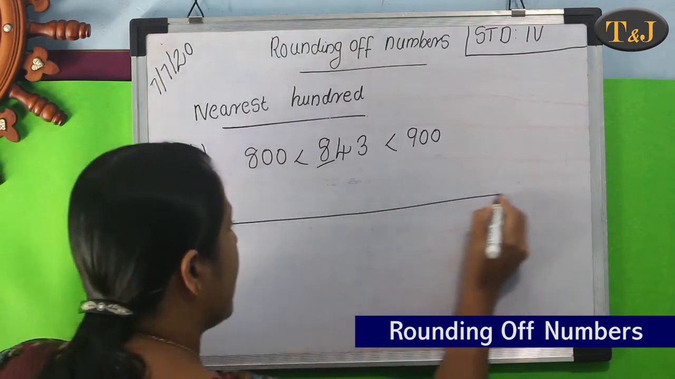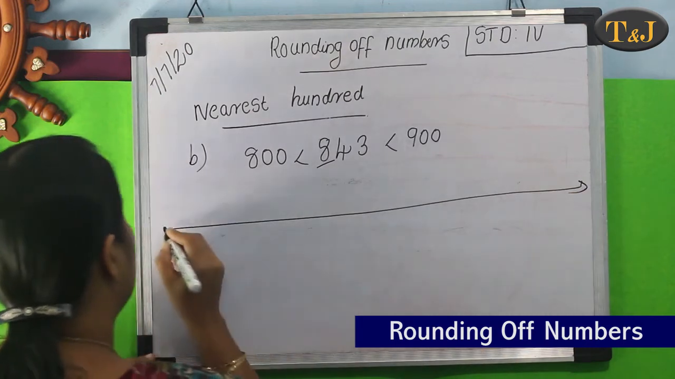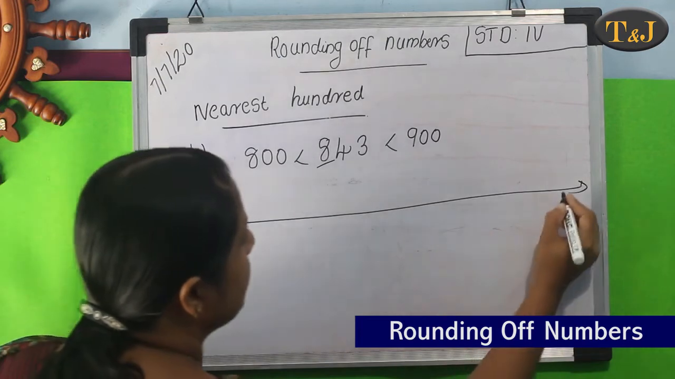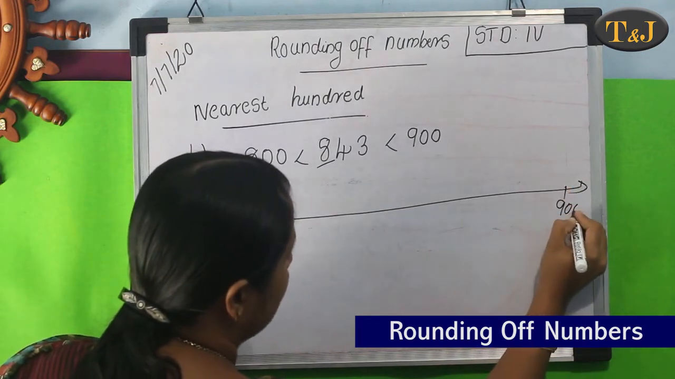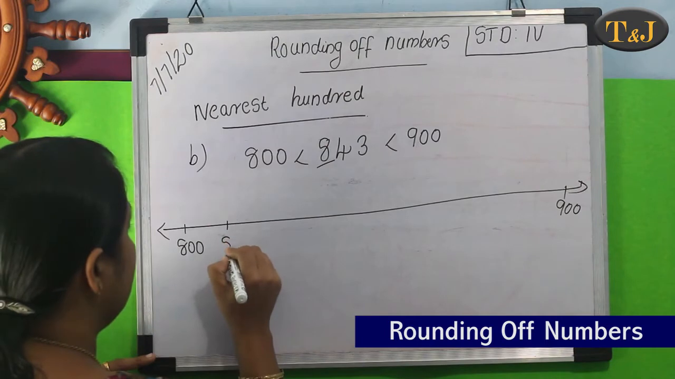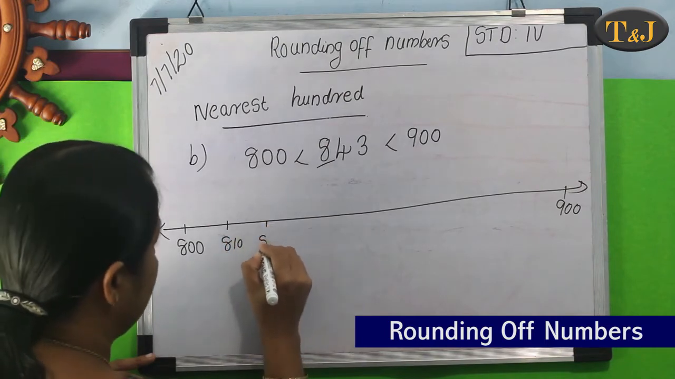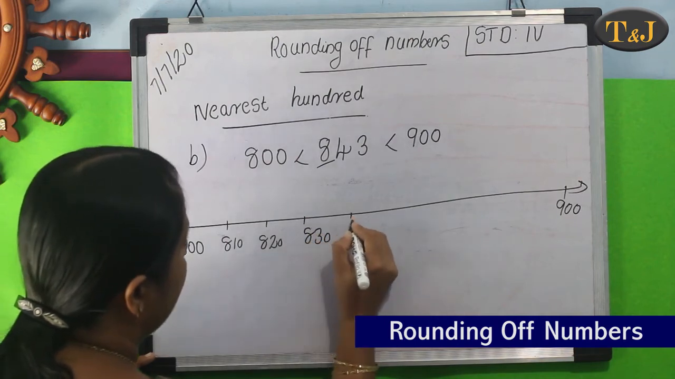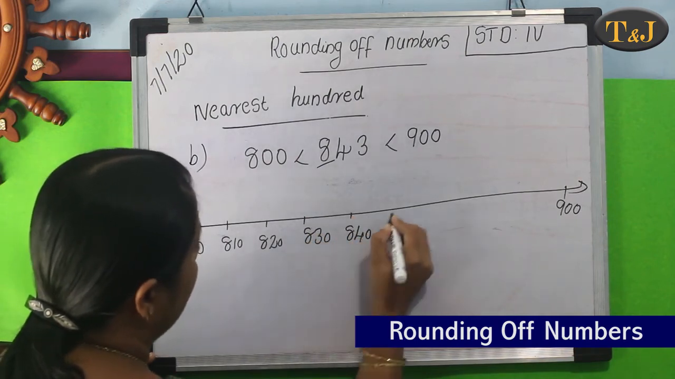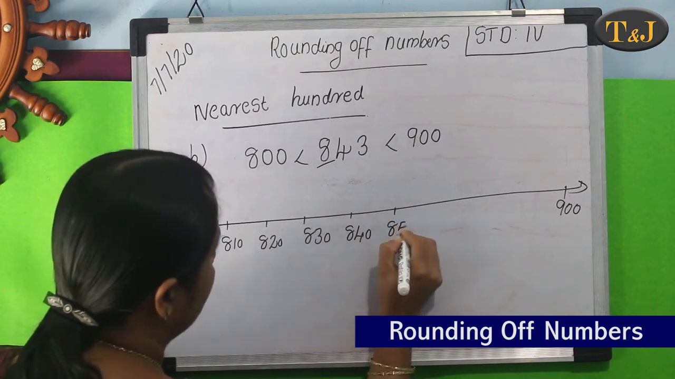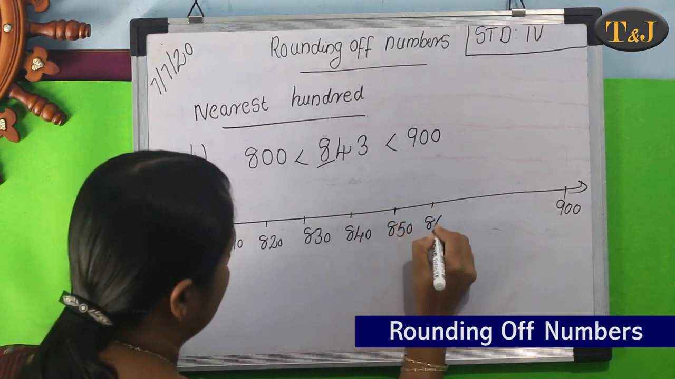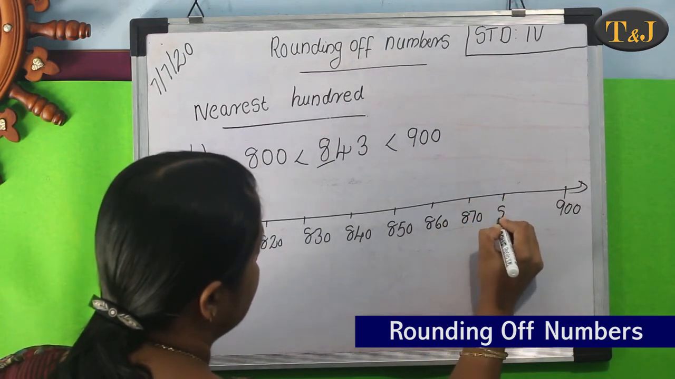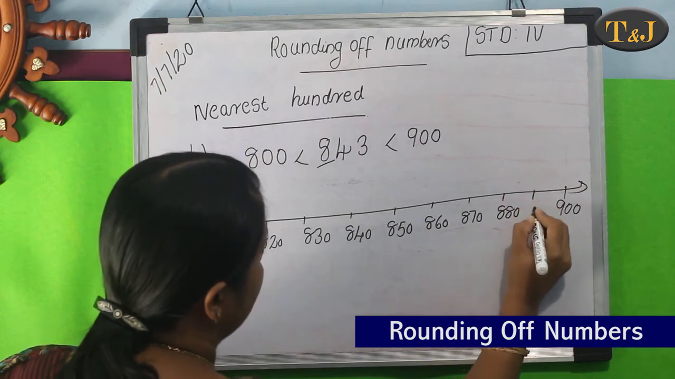Then we draw the number line. Our starting number is 800 and our ending number is 900. In between are the numbers 810, 820, 830, 840, 850, 860, 870, 880 and 890.